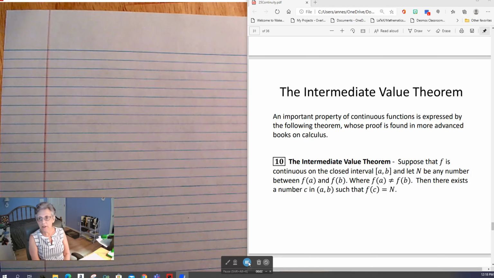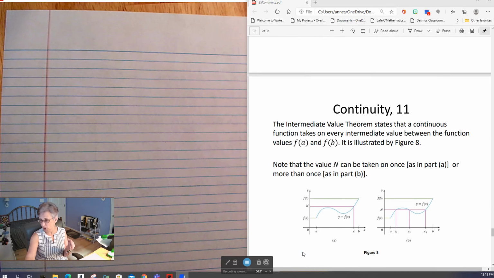Okay, the intermediate value theorem is a direct result of continuity. If f is continuous on a closed interval, and n is any number between f of a and f of b, where they're not equal to each other, as long as the endpoints aren't equal to each other, then there's a number c that sits between a and b such that f of c equals n.